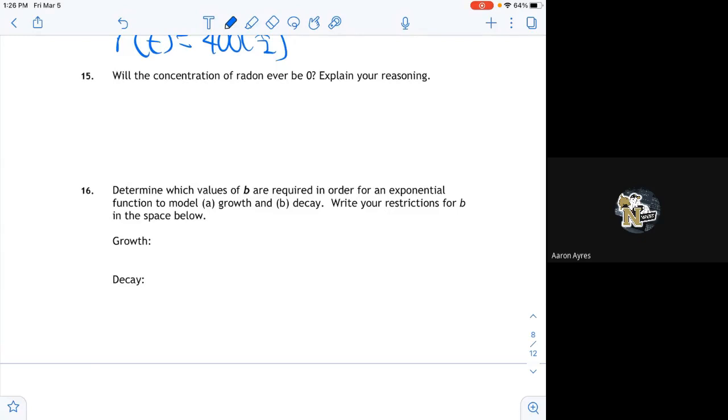So, will it ever hit 0? No. Why not? You can help me out with that explanation. Mason? Nothing divided by 2. Okay, that's simplistic, but it works, right? Regardless of what number you divide by 2, you're never going to get 0, right? It's going to get smaller and smaller and smaller, and it's going to get really close to 0, right? But it's never going to be exactly 0. Never.